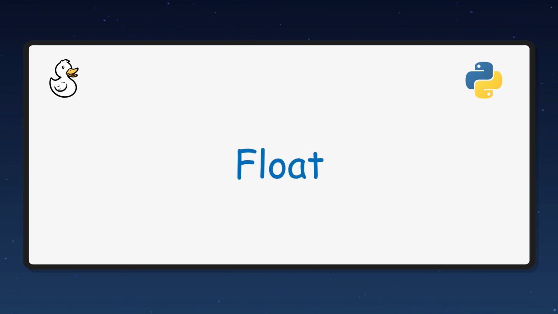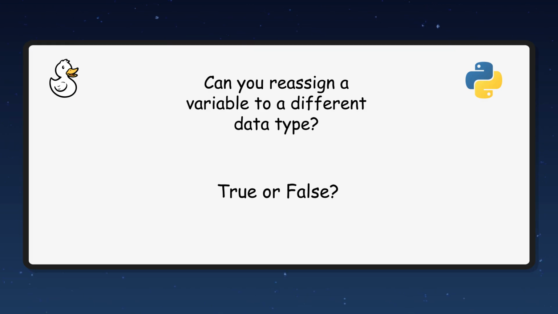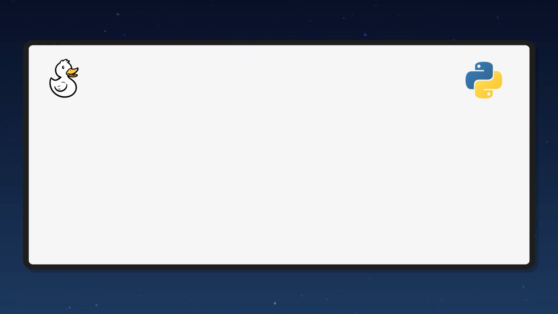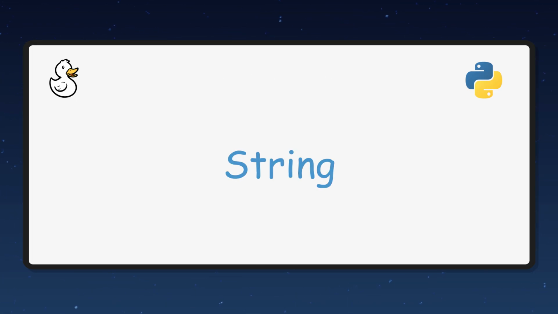The type is a float. Remember, decimal point. Now, can you reassign a variable to a different data type? The answer is true. Remember, variables are just used to assign a name to a value. What data type is C considered in Python? It is a string. Remember, there's no char type.